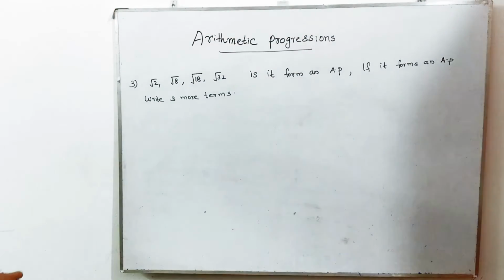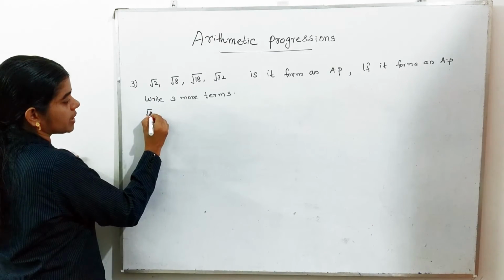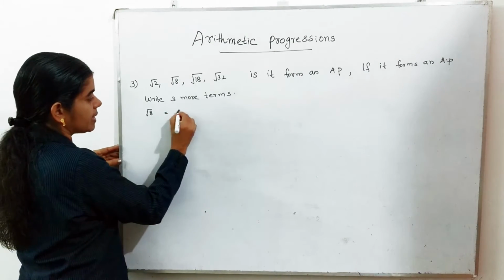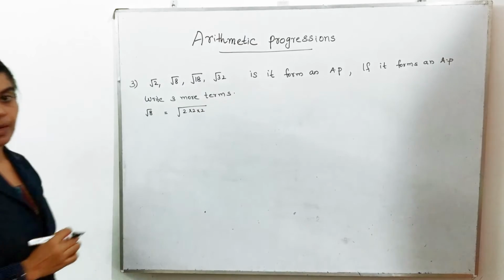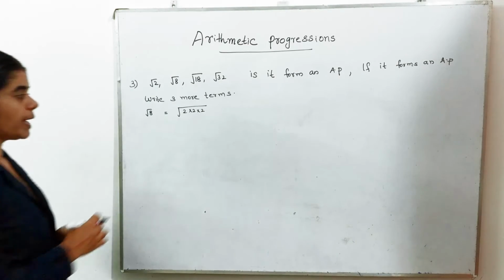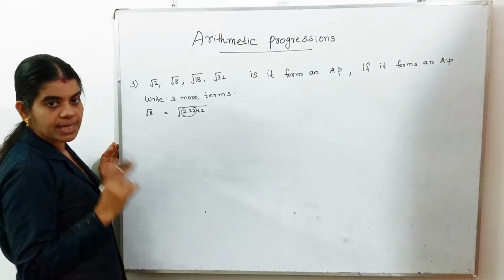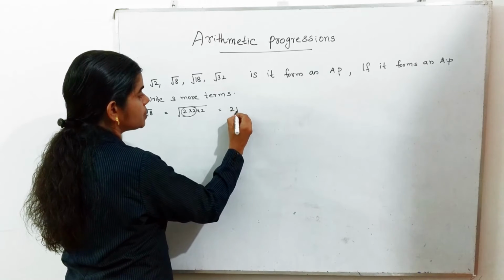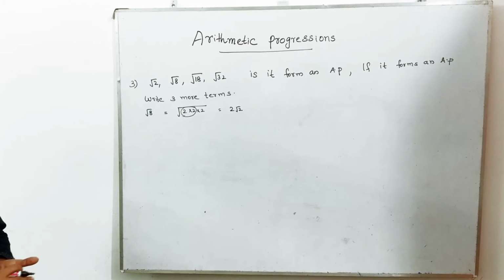Just look. First term is root 2. Then root 8, can you write it in any other form? You can write root 8 as root of 2 into 2 into 2. Is it possible now? 2 into 2, 4, 4 into 2, 8. Here 2 we can take outside the root, that is one time. Therefore 2 root 2. Root 8 we can write as 2 root 2.